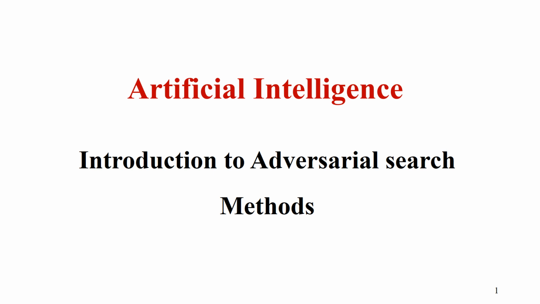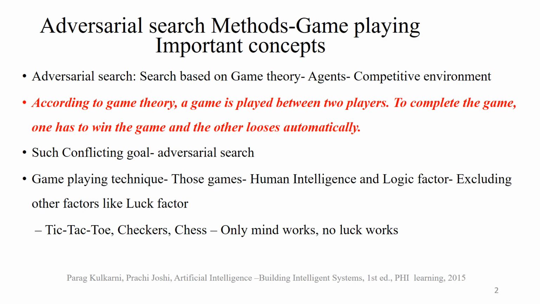Hello everyone. In this video, we will learn some concepts of adversarial search methods. Adversarial search is based on game theory, and according to game theory, a game is played between two players. To complete the game, one has to win and the other automatically loses. Such a conflicting goal is there in adversarial search methods.